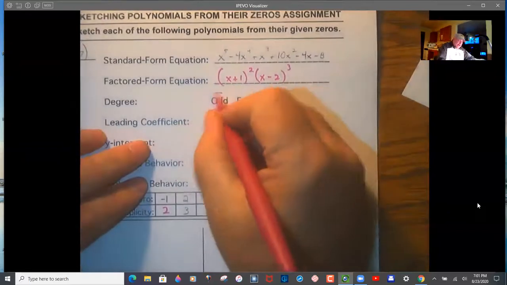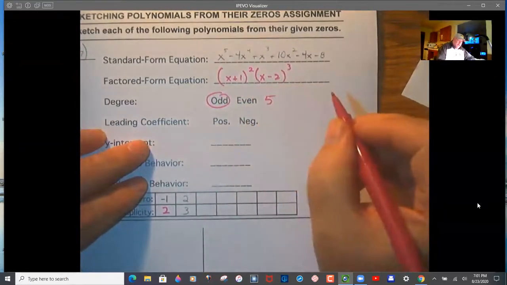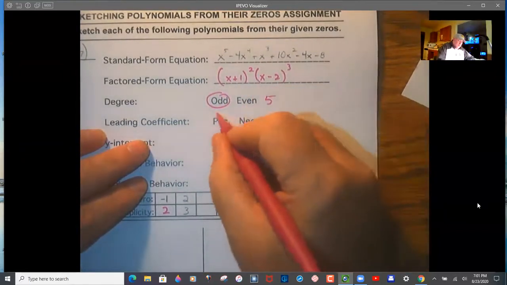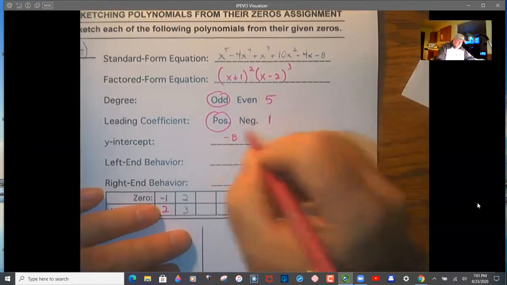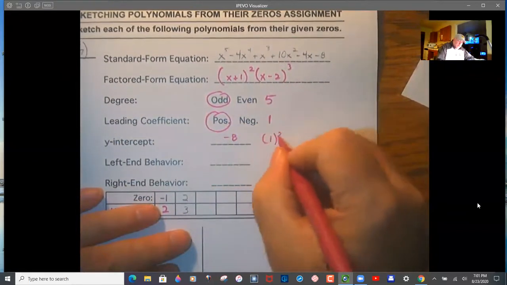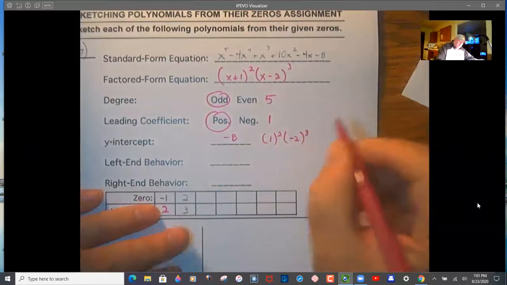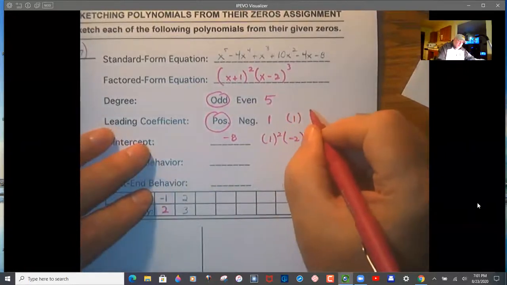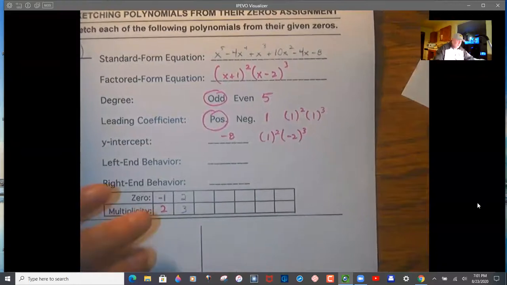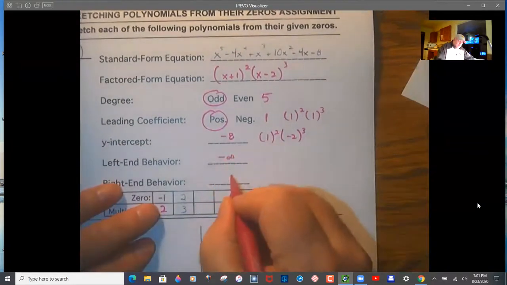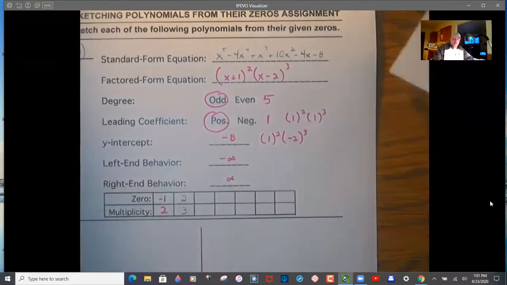The degree is odd because the sum of the powers is odd. The leading coefficient is positive, it is 1. The y-intercept is -8, so 1 squared times -2 to the third. This was 1 squared times 1 to the third if you wanted to exactly know. And then, so we have an odd positive.